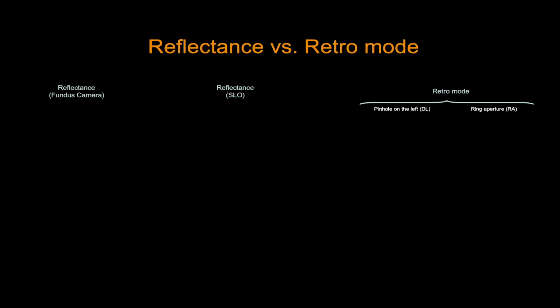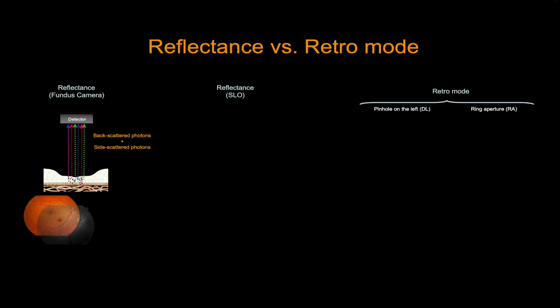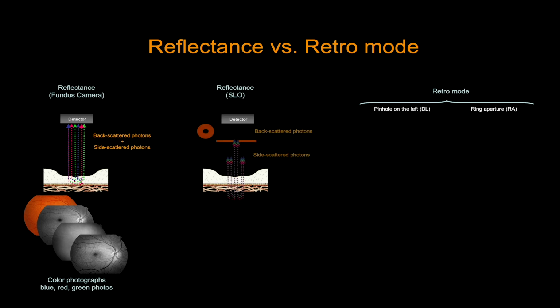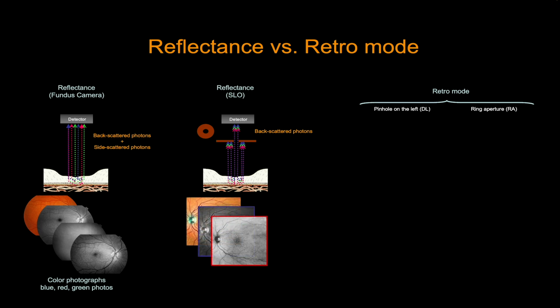So today, first we will outline how retro mode works, or how we think it works, and then we will try to see a few cases. Most of us started using fundus camera systems, which capture both back-scattered and side-scattered photons. This system uses a flash. Conversely, SLO provides high contrast, high resolution images by using this centered confocal aperture to image only back-scattered photons and reject the side-scattered ones. Depending upon the laser that you use, you can get blue, red, or green light images, or color images that are a combination of them.